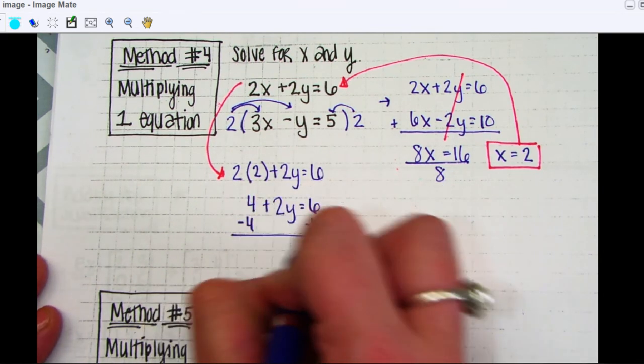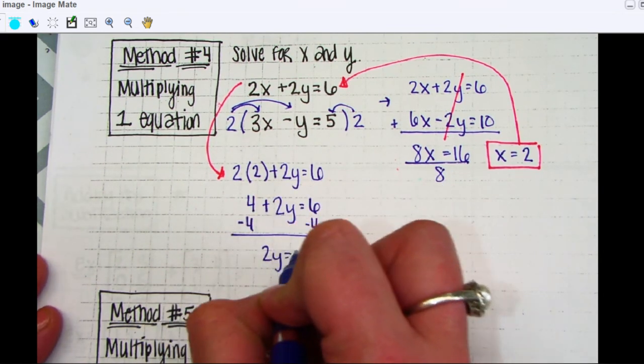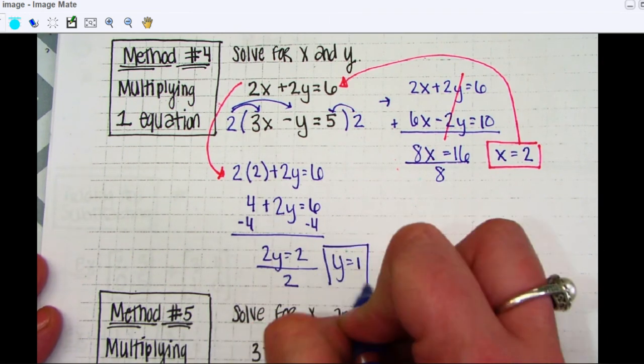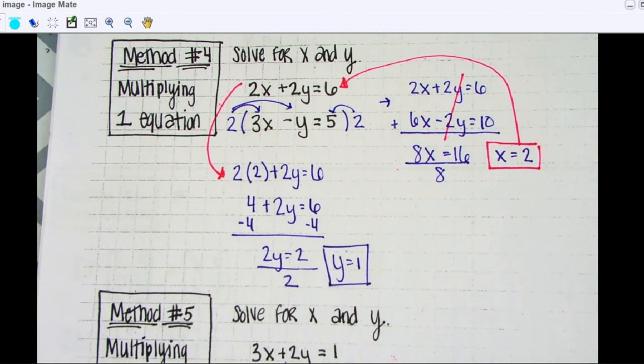Okay. 2y is 2, and then you divide by 2. Y is 1. Remember, the algebra is not hard. It's just paying attention to your work. Making sure that you're putting the variables in the right spot. Making sure that you're properly eliminating variables and you're not just randomly crossing things out.